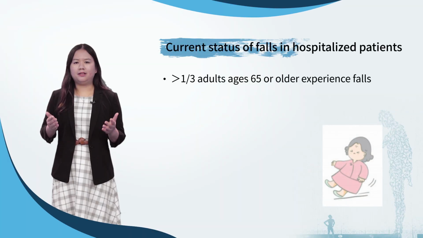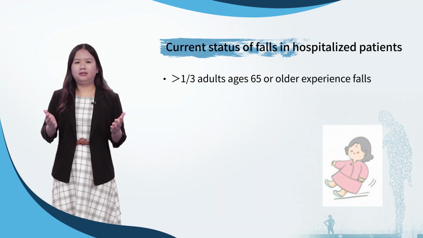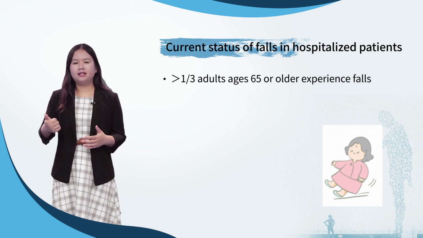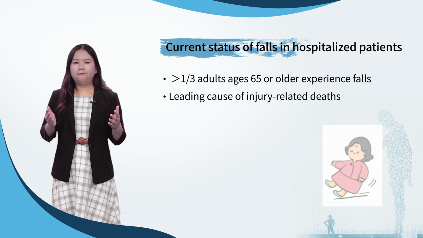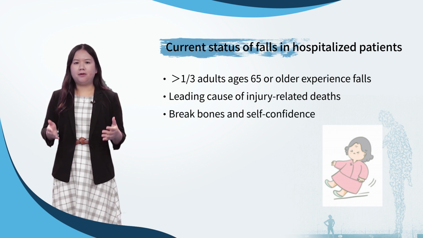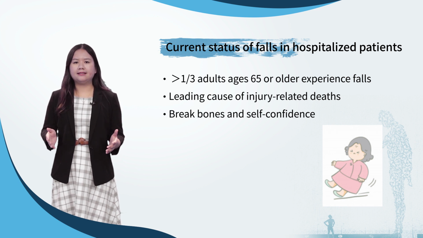More than one-third of adults aged 65 or older experience falls due to physical changes, ill health, or medications. In this group, falls are the leading cause of injury-related death. Falls can break bones and decrease self-confidence for future independent ambulation. Therefore, we should take strategies to prevent falls.